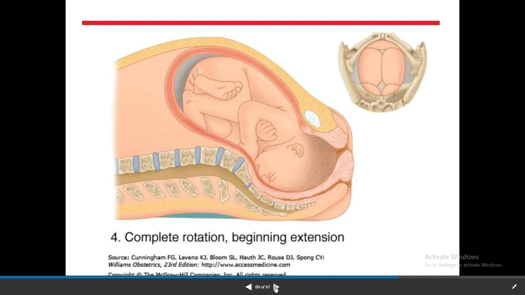Complete rotation, beginning extension. Here you can see the pubic symphysis, the sacral promontory, the anterior fontanelle, and the posterior fontanelle.